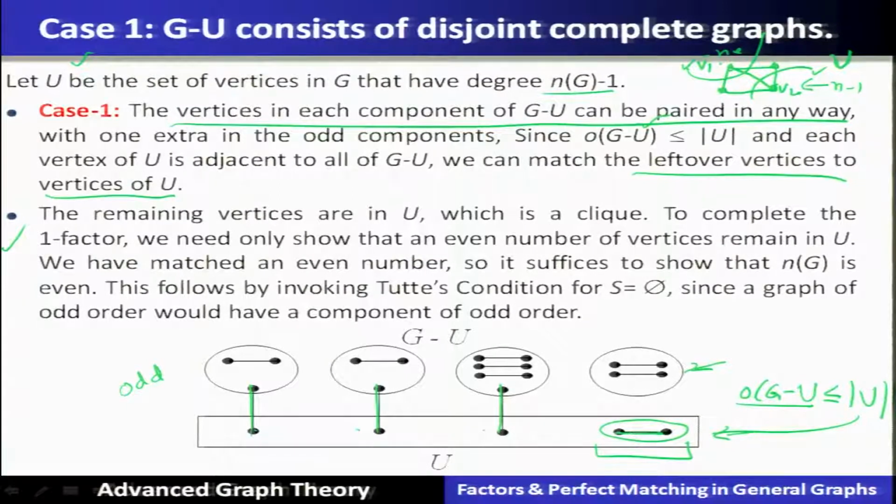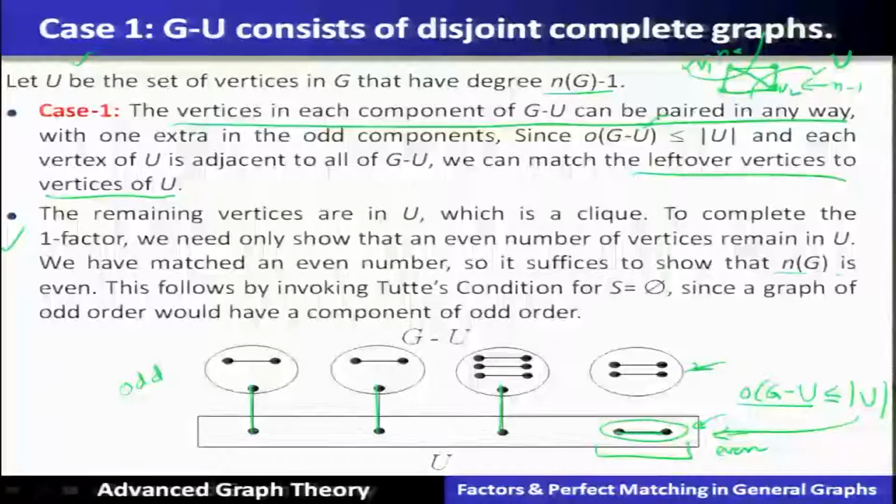So, if it is 2 vertices, then there will be a 1 factor. To complete the 1 factor, we need only show that an even number of vertices remains in u. So, this set of vertices which remains is basically an even number, and an even number can be included in the 1 factor. So, we have matched an even number. So, it suffices to show that Ng is even.